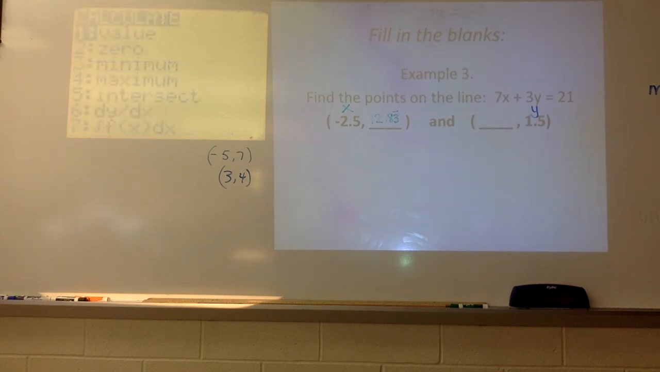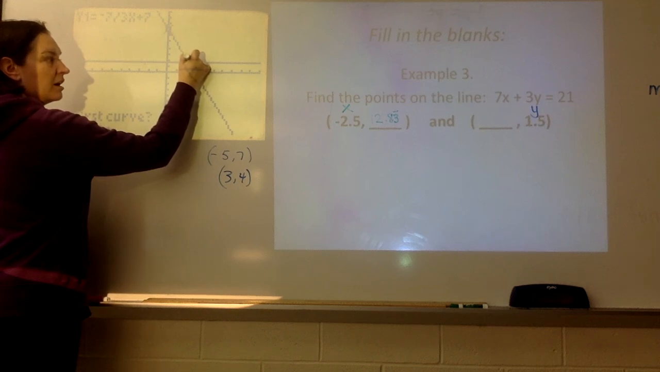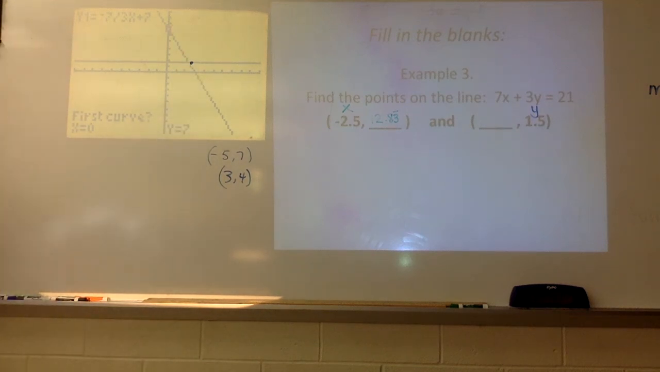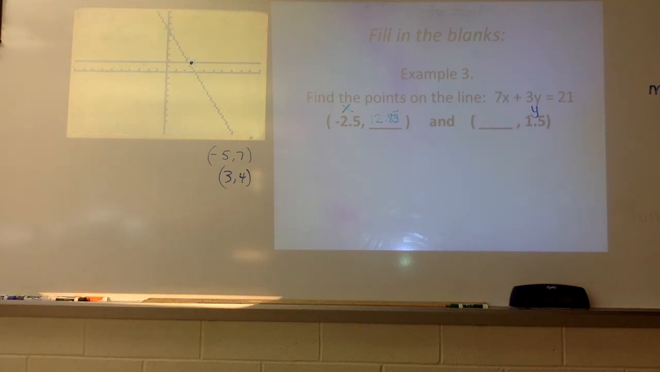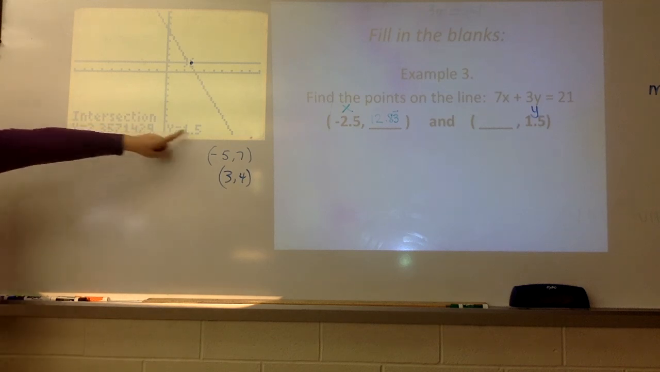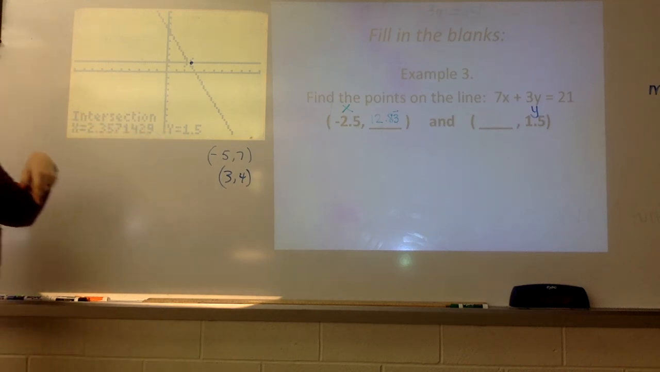Second trace. Option 5 is intersection. Because what I want to find is this point right here. So now, is my first curve y1? Yes, hit enter. Is my second curve y2? Yes, hit enter. And tell me my guess. So I'm going to slide this little sparkly guy. I call him the shiny guy because he pops around a lot, or she. Right on top of where I think the intersection is, or pretty darn close. Hit enter, and notice here's my y value, here's my x value, 2.357.